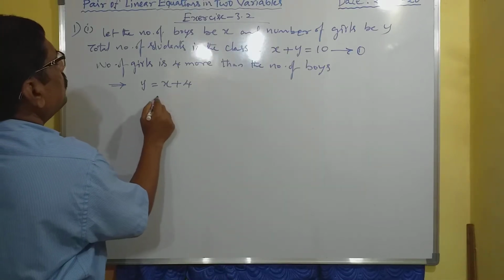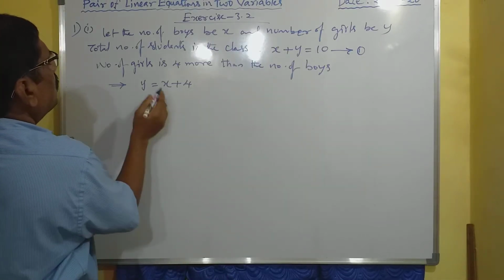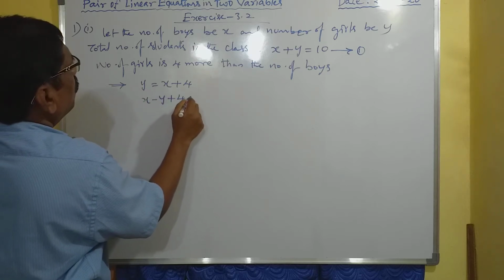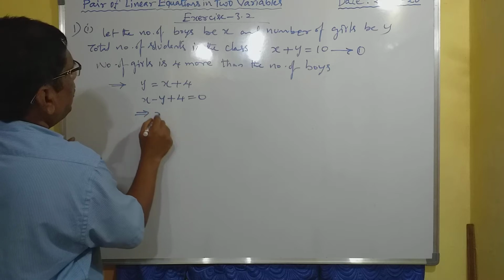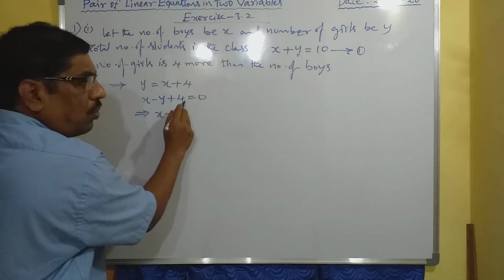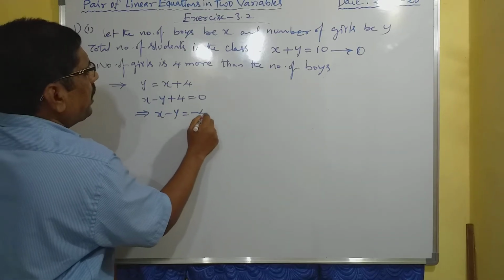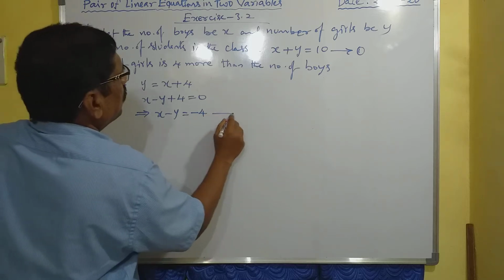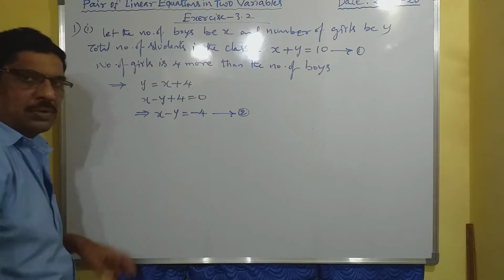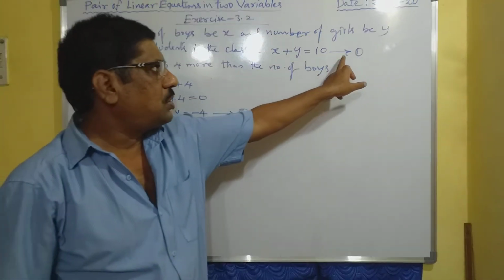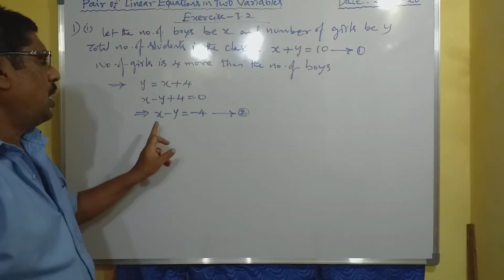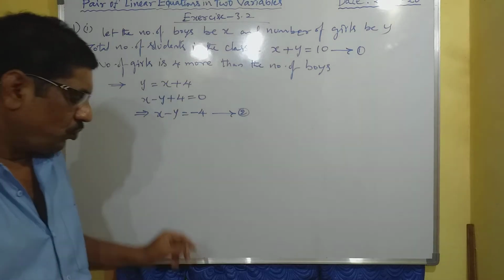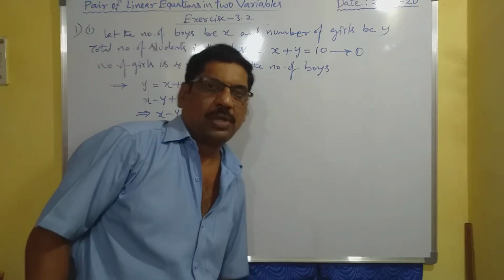Now if you take all the terms to one side, we get x minus y plus 4 is equal to 0. From this we can write x minus y, taking 4 to the RHS, is equal to minus 4. This is the second equation. We have got two equations, x plus y is equal to 10 and x minus y is equal to minus 4, from the given situation. These two are the pair of linear equations from the problem.